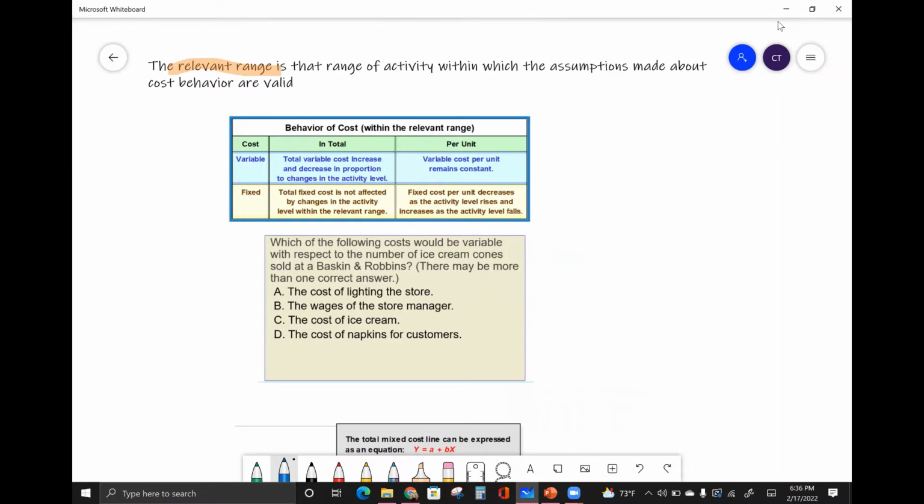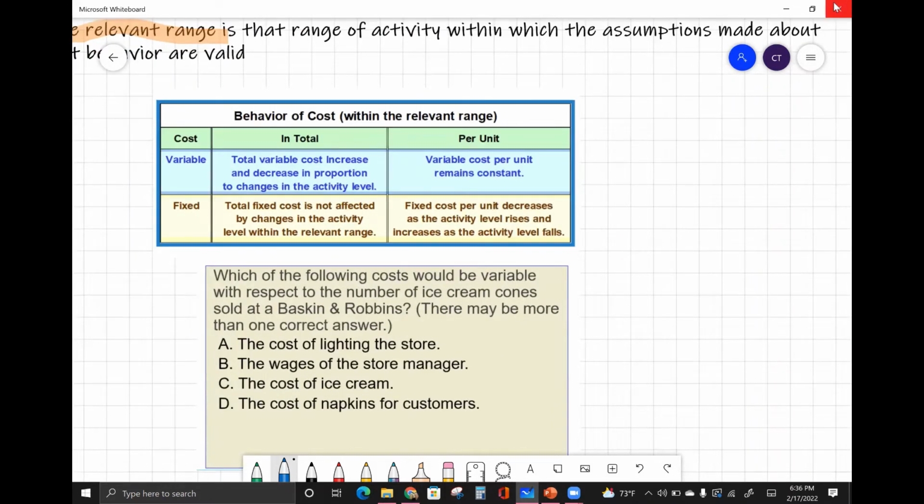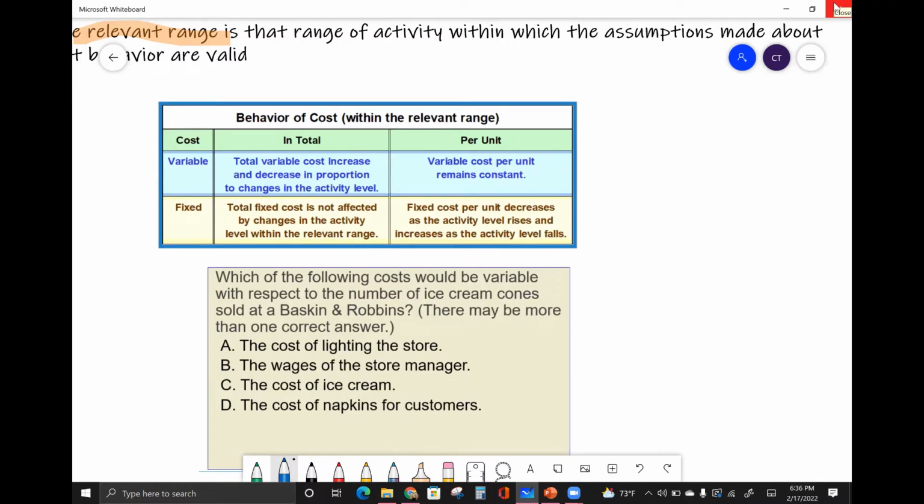So let's look at this, which just recaps what we were talking about: the behavior of cost within the relevant range. The variable cost, which we just talked about, increases and decreases in proportion to changes in the activity level. That means it's changing because of the activity of that particular item. It's not changing because of the price, so the per unit cost remains constant. We just went over that, but I like the little chart. I think this helps. And then we have the fixed cost. The fixed cost isn't affected by the activity level within the relevant range. The fixed cost per unit will decrease as the activity level rises, and then it will increase if the activity level falls short.